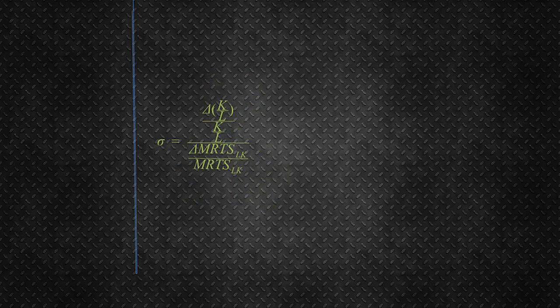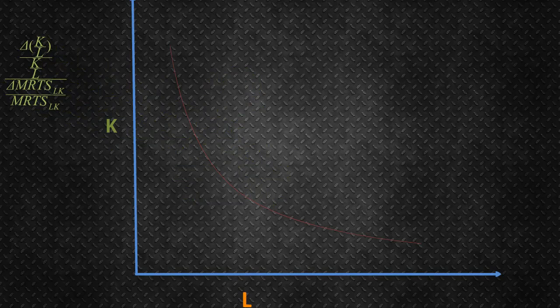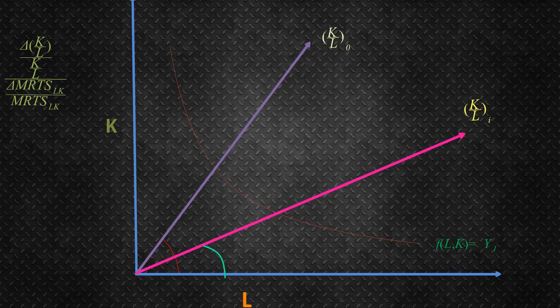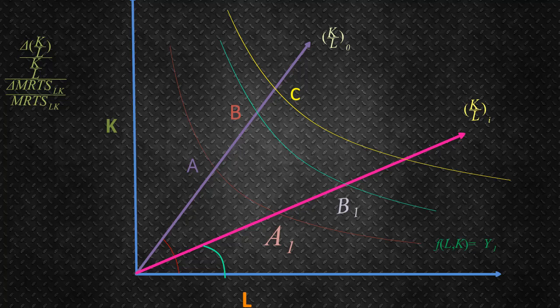Imagine an isoquant on a 2D plane. The capital labor ratio of any point on an isoquant can be represented by the angle produced with the horizontal axis of an arrow passing through that point and the origin. Any point on a particular arrow will represent the same capital labor ratio. For instance, points A, B and C have the same capital labor ratio, and points A1, B1 and C1 have the same capital labor ratio too.